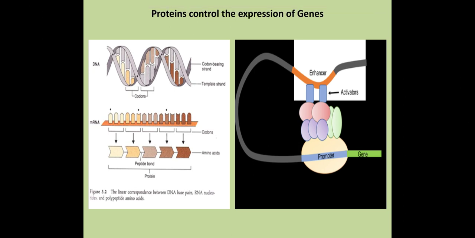Proteins control the expression of genes. Gene expression is a process by which information in a particular gene is copied in the form of messenger RNA, and then this messenger RNA forms protein by the process of translation.